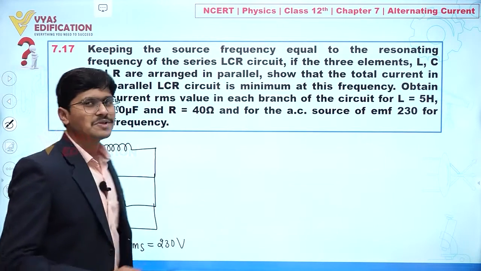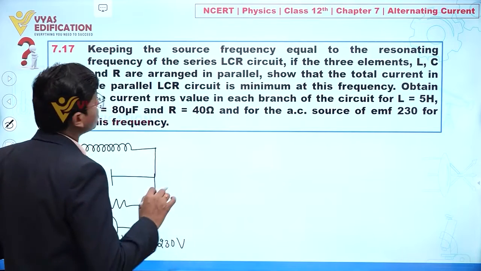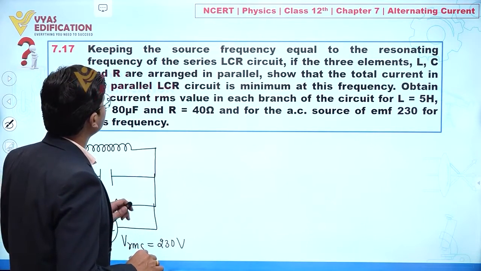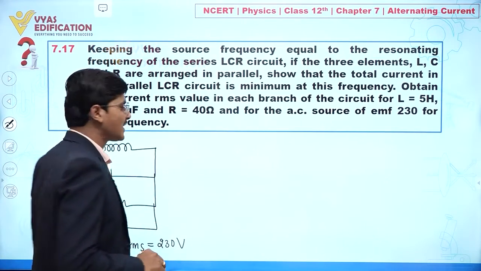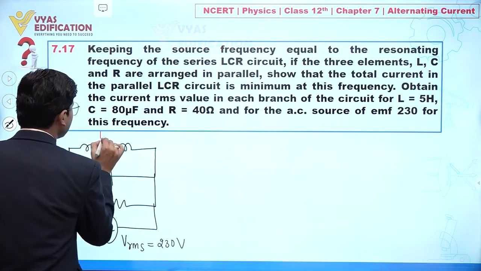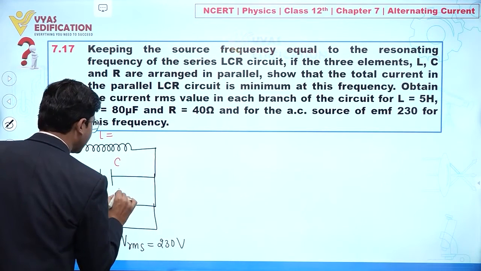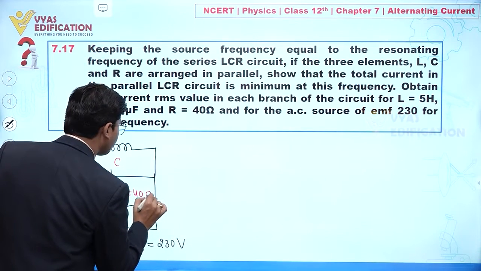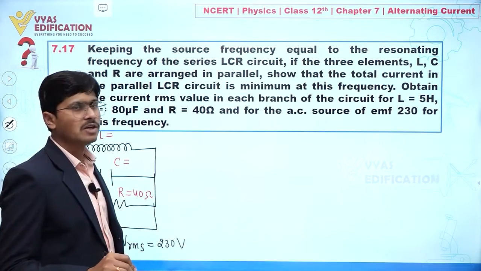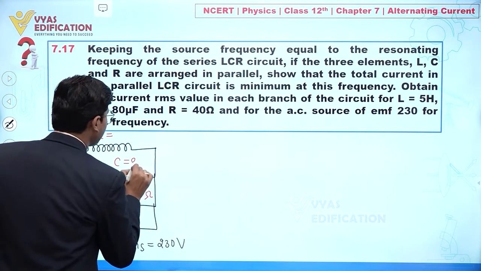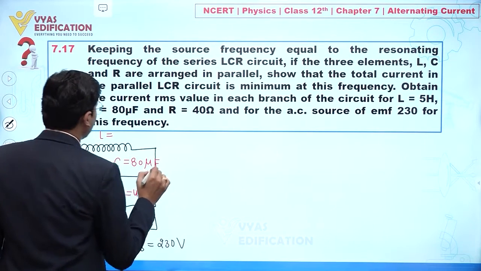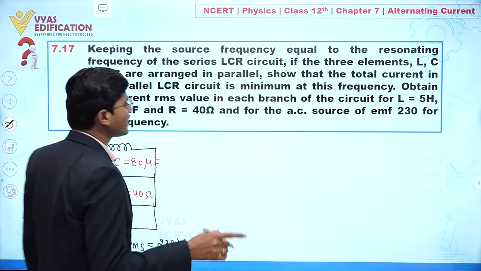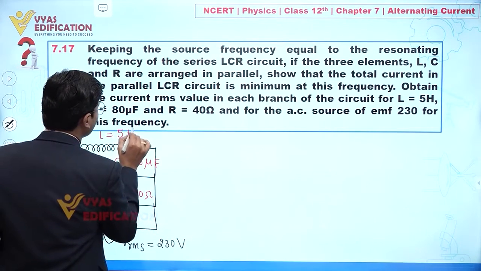Now in this question it is given that the source frequency is equal to the resonant frequency of the series LCR circuit. So now we can see the values of L, C and R given in this question. R value we have 40 ohm. Value of C is 80 microfarad. And what about L? The inductance is given as 5 Henry.